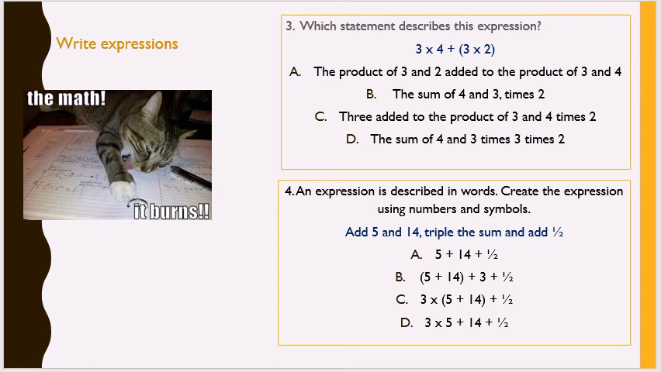Number 3, which statement describes this expression? 3 times 4 plus parentheses 3 times 2, close parentheses. A, the product of 3 and 2 added to the product of 3 and 4. B, the sum of 4 and 3 times 2. C, 3 added to the product of 3 and 4 times 2. Or D, the sum of 4 and 3 times 3 times 2.